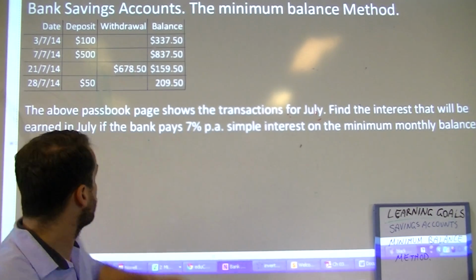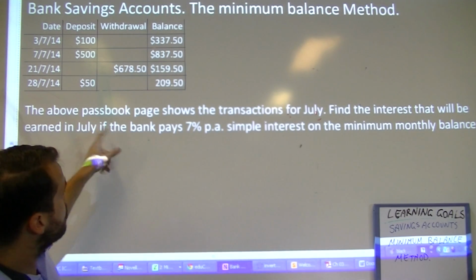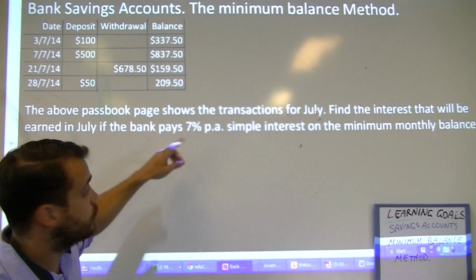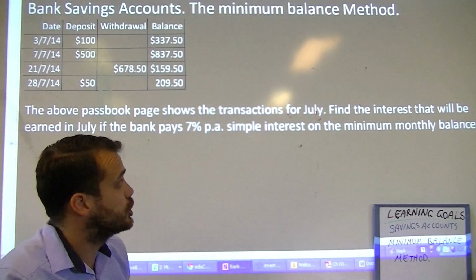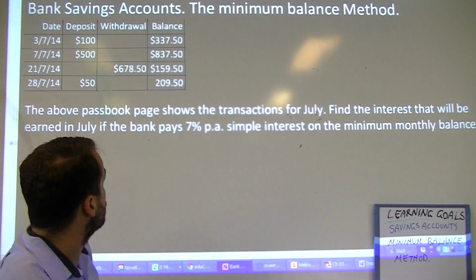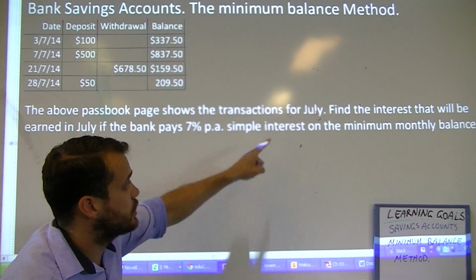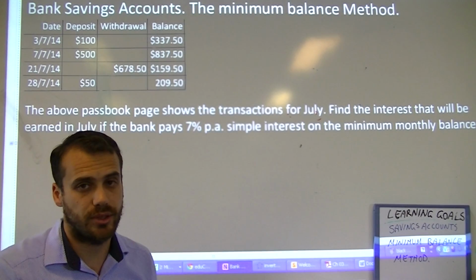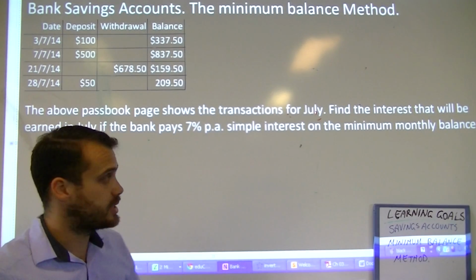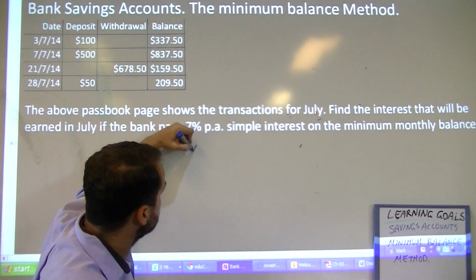Now, let's look at the question. The above passbook page, this is their passbook, shows the transactions for July. Find the interest that will be earned in July if the bank pays 7% per annum simple interest on the minimum monthly balance. Now first of all we need to find the minimum monthly balance.